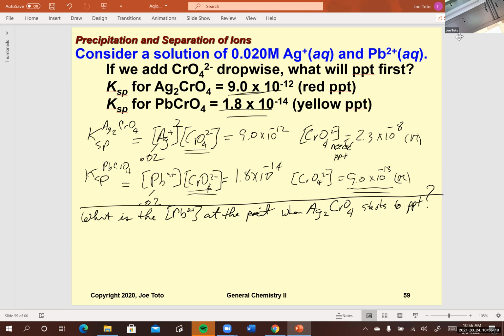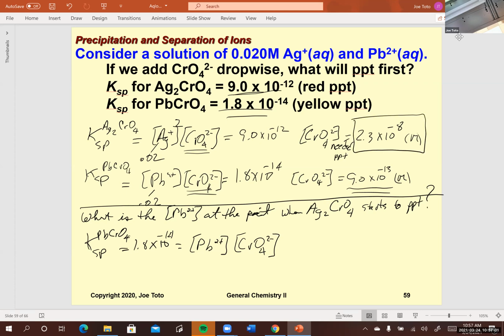And it's really simple to solve for these type problems. So I just wanted to show you this. Okay, I know what the Ksp for the lead is. Ksp for the lead chromate, remember, equals 1.8 times 10 to the minus 14. And I know that that equals the concentration of lead times the concentration of chromate.